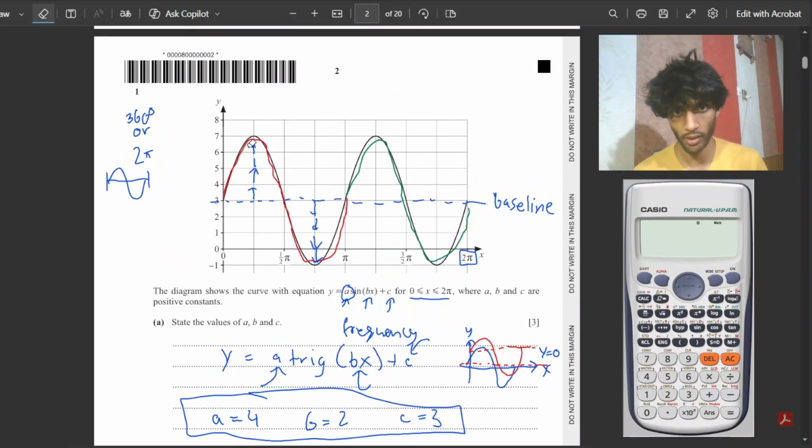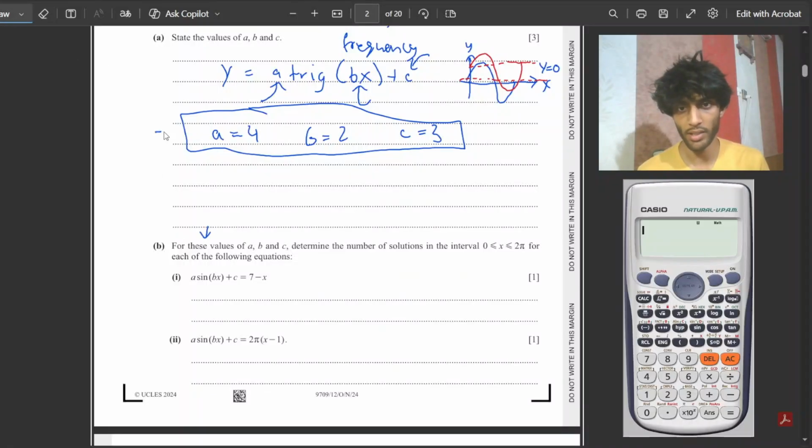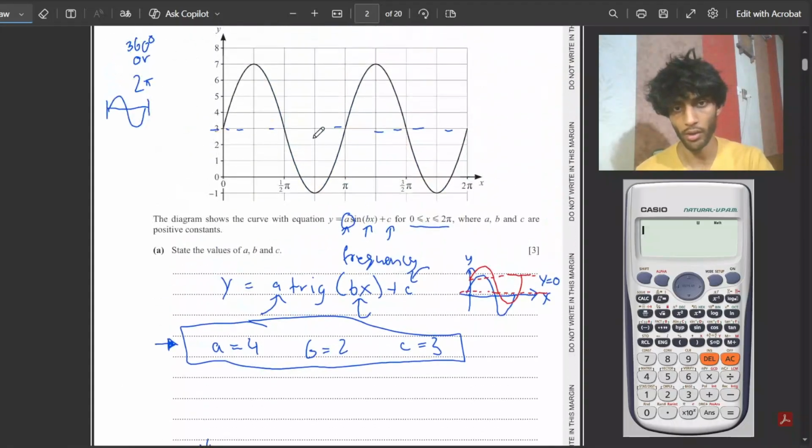Okay, let's clean this. So moving on to part B, what do we have for part B? Part B says, for these values, which means that basically this is the graph we're talking about, where a is 4, b is 2, c is 3. Or in other words, this is the sine wave that we're talking about.